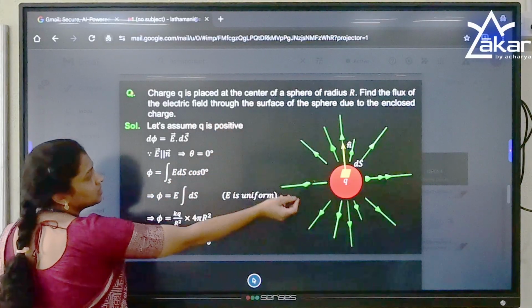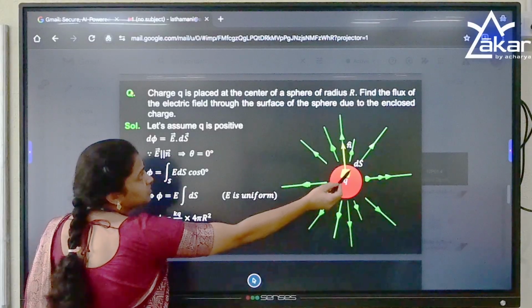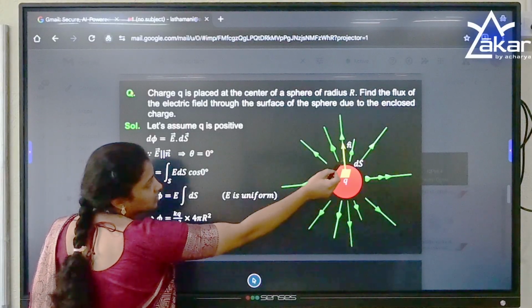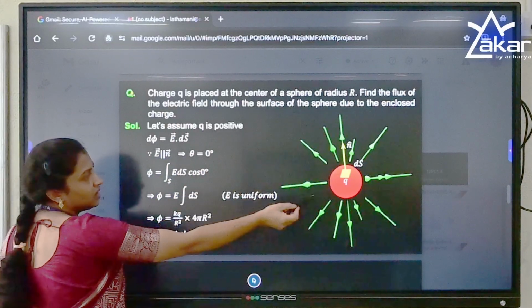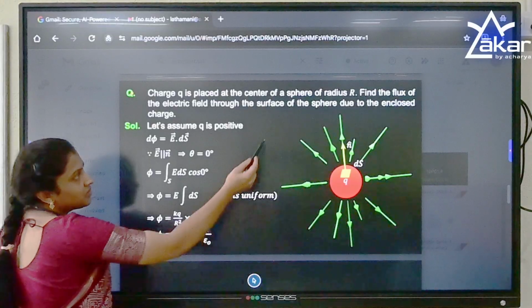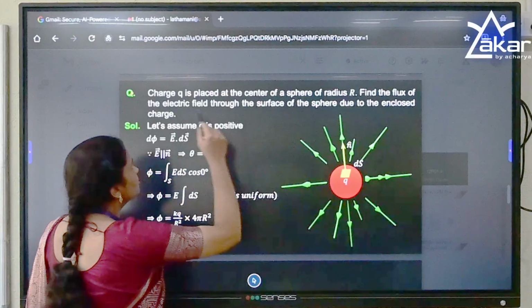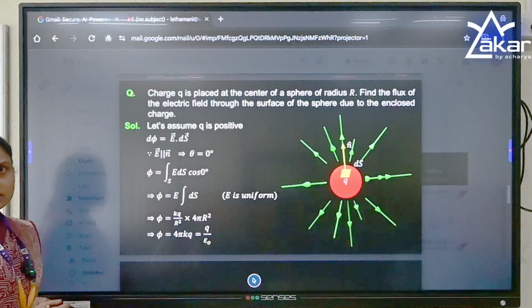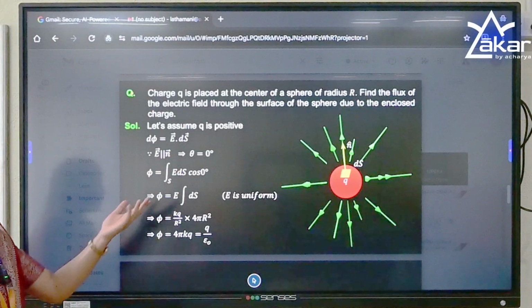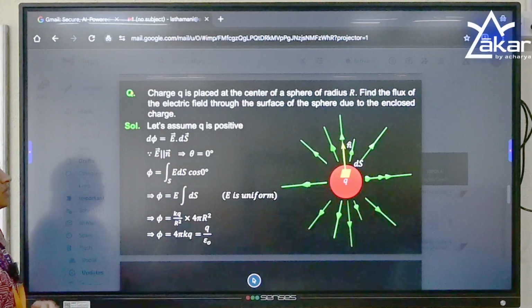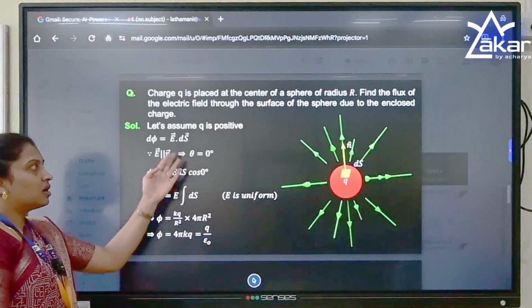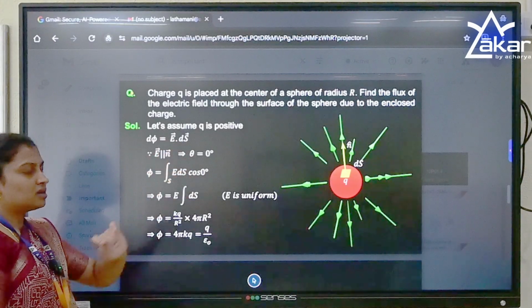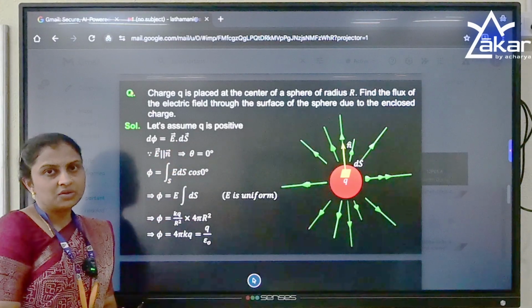Charge q is placed at the center of a sphere of radius r. Then find the flux of the electric field through the surface of the sphere due to the enclosed charge. So we know the formula E dot ds, where theta is 0 degree. The dot represents cos theta, and here theta is 0 degree.